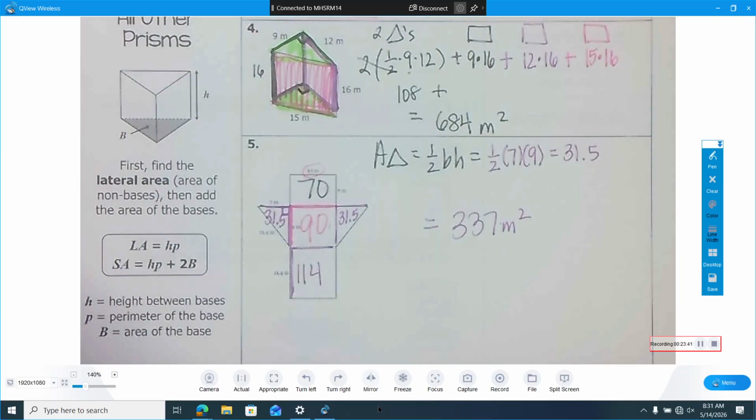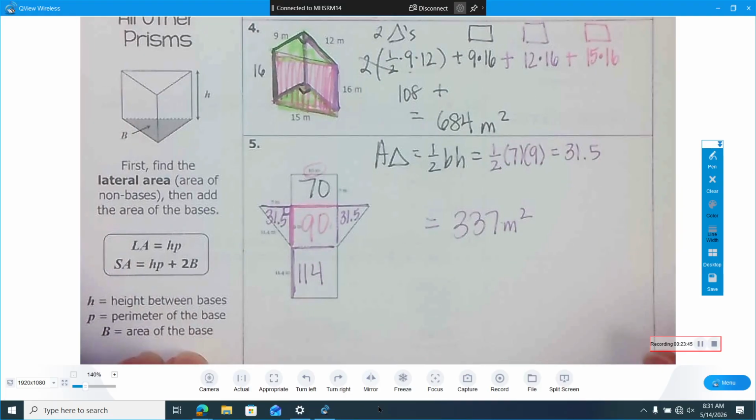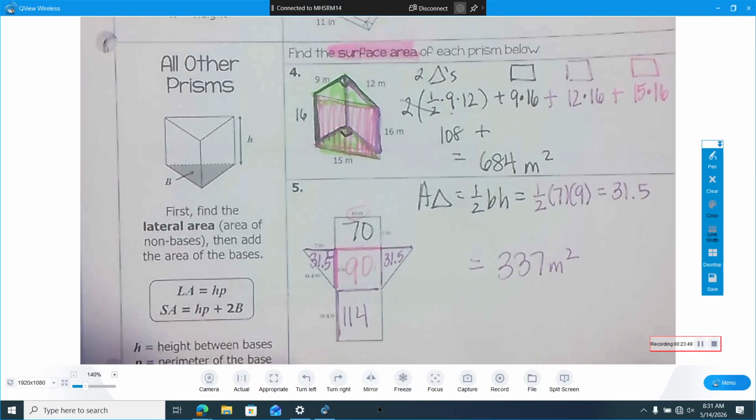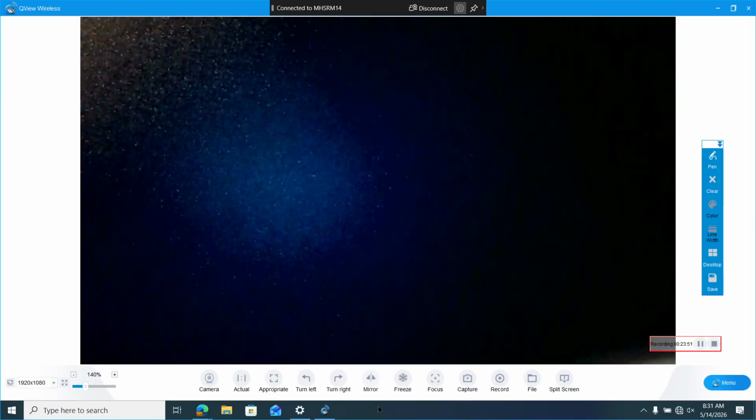So that's what we're doing. We are just adding areas. I think you've already done far harder things. Questions so far? No, it's adults math. We're not done.